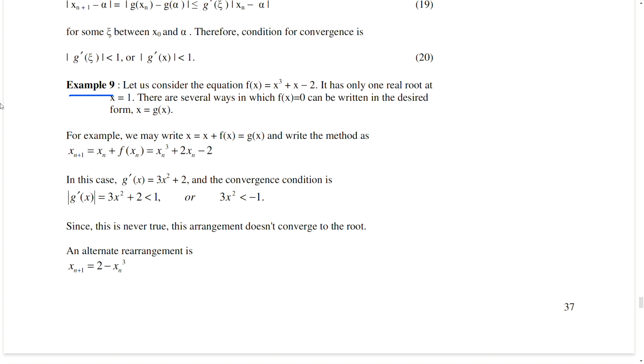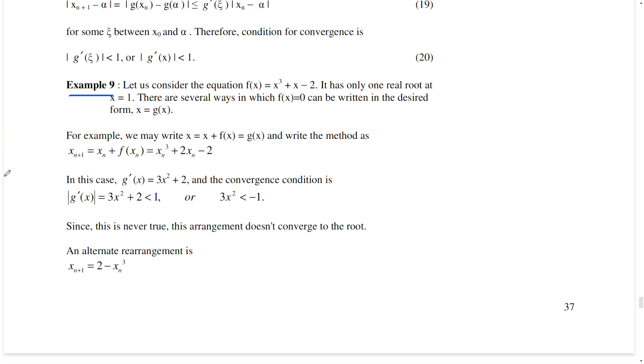Example: let us consider the equation f(x) = x^3 + x - 2. It has only one real root, at x = 1. There are several ways in which f(x) = 0 can be written in the desired form x = g(x). For example, we may write x = x + f(x) = g(x) and write the method as xn+1 = xn + f(xn) = xn^3 + 2xn - 2.